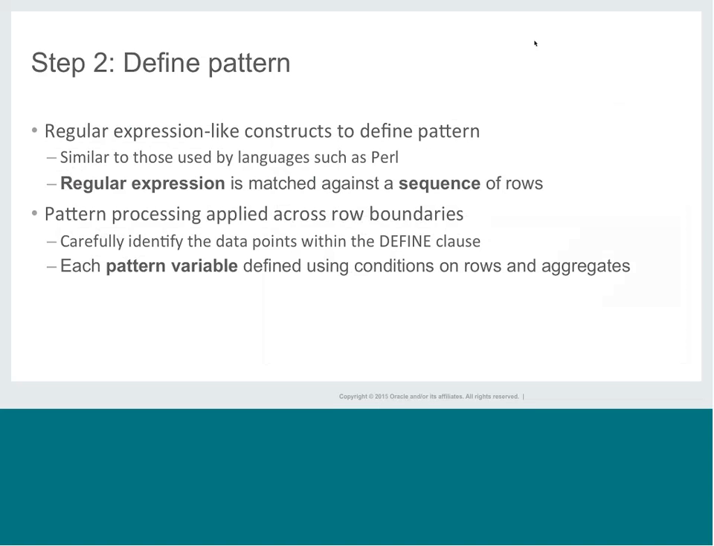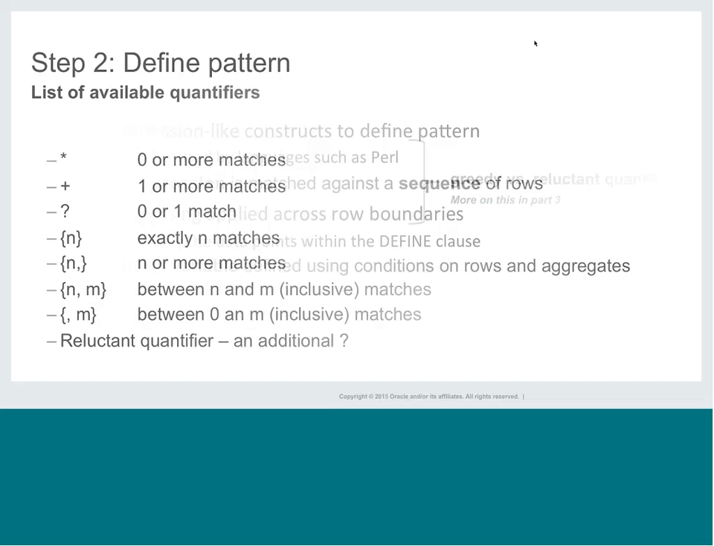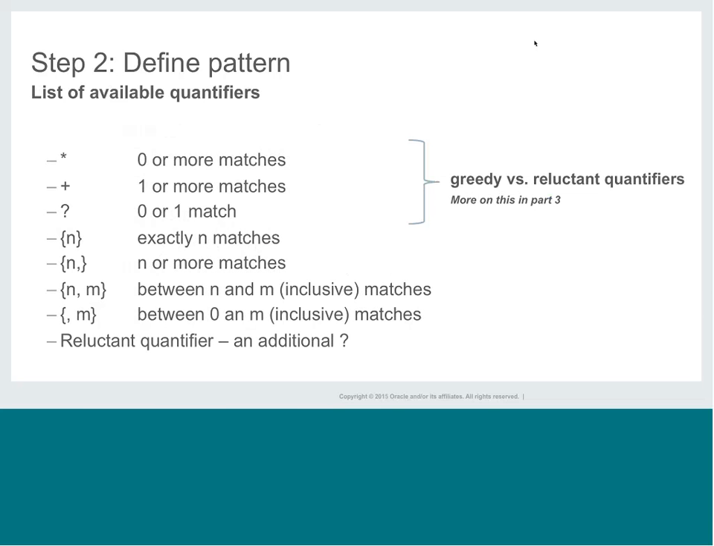Each pattern variable that you're looking for is defined using conditions on those rows, such as, is this row greater than the previous row, or greater than the next row, or less than the last row, or you can do it on aggregates. So is the current row greater than the average price for the last 6 rows, and so on. So you've got a lot of flexibility here to define how your pattern is described. And there are certain symbols that you can use, and we'll look at some of those in a minute when we actually see the code as we put this in.